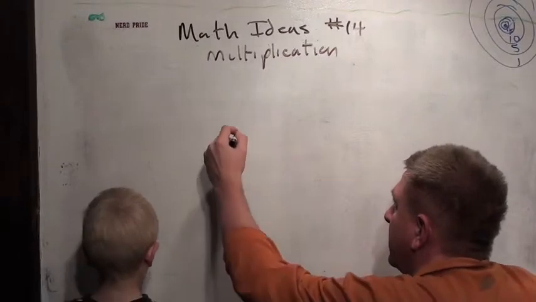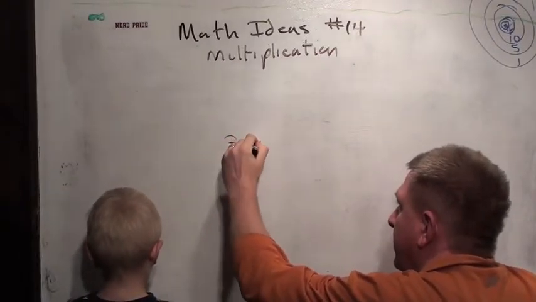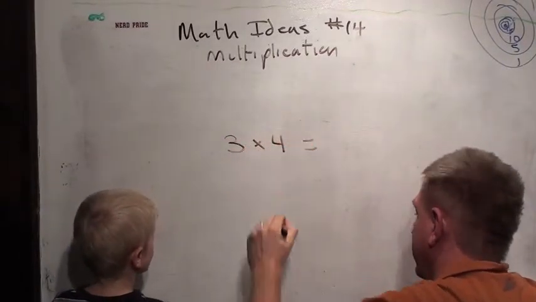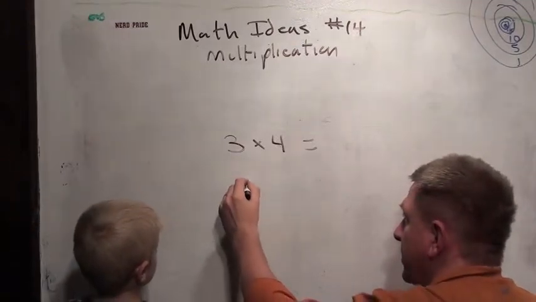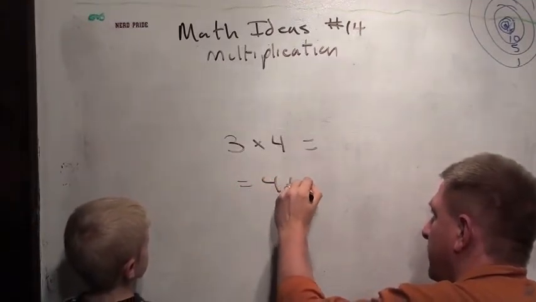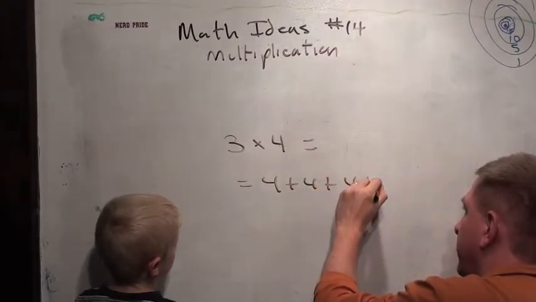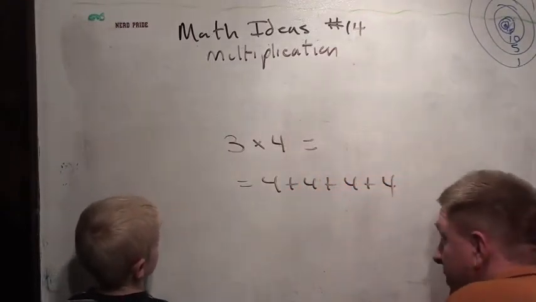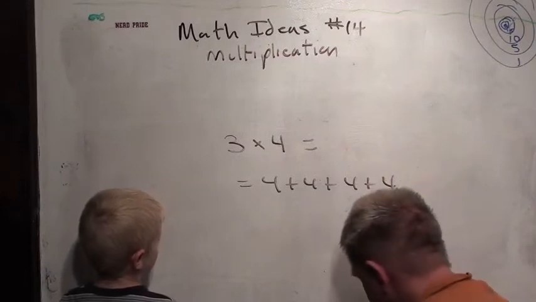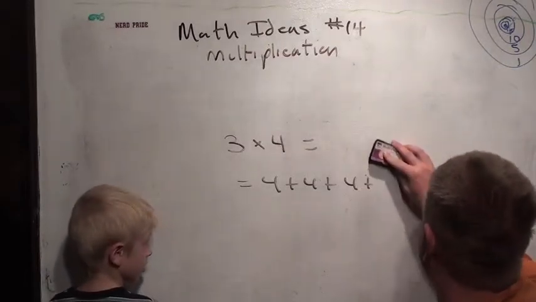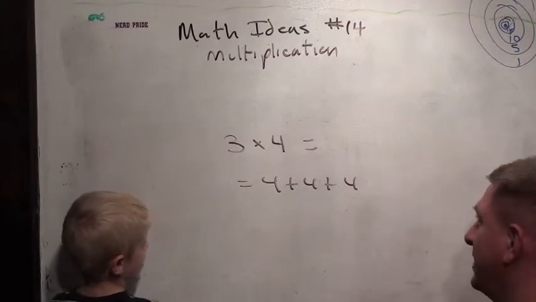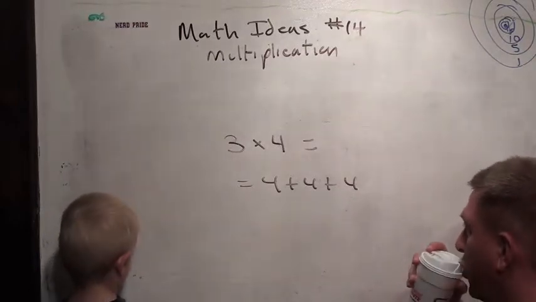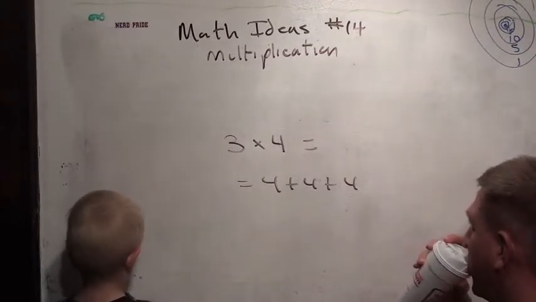Let's see. What does it mean when I write down 3 times 4? It means like 3 sets of 4. Right, exactly right. This means 4 plus 4 plus 4. 3 sets of 4. It means 3 sets of 4, 4 plus 4 plus 4, right? Yeah. Okay?